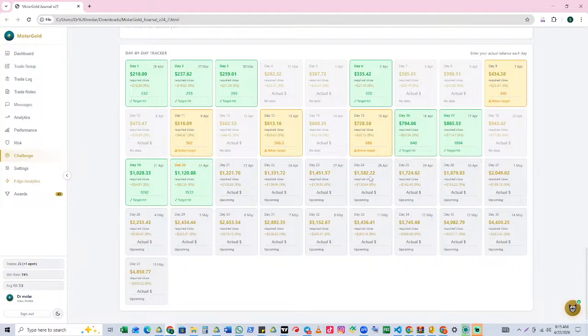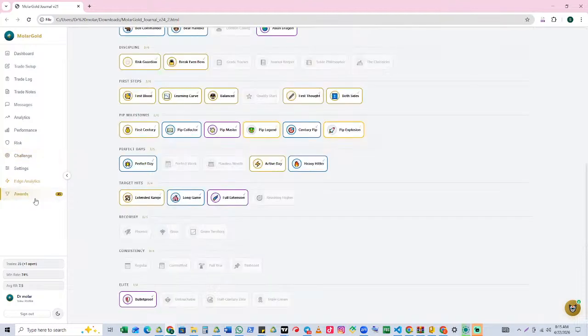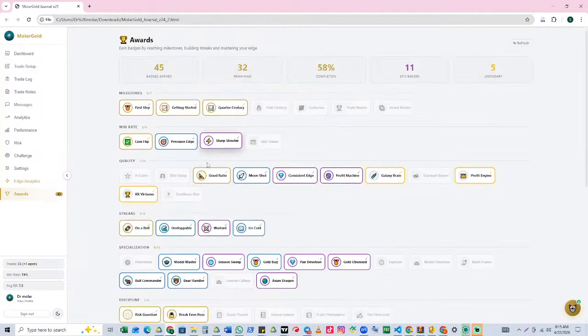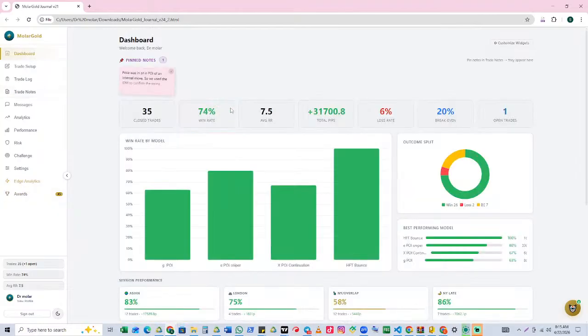So guys, in fact, playing the challenge also, I've earned some batches along the way. I've earned so many of them. Yeah, playing the challenge. And the statistics of this model is very, very good.